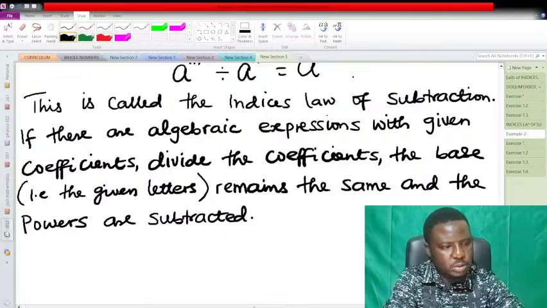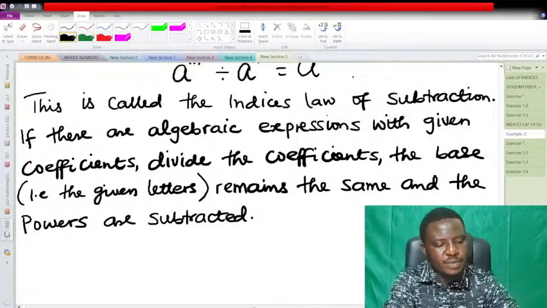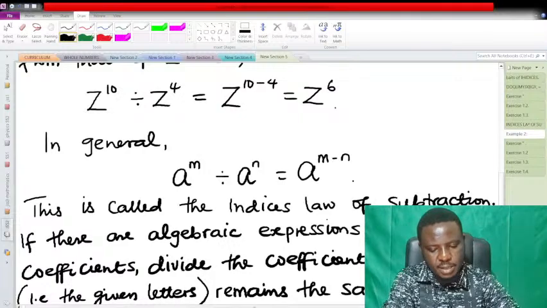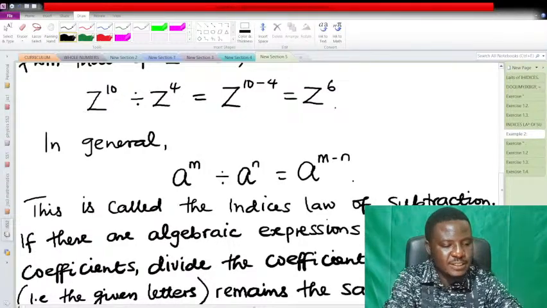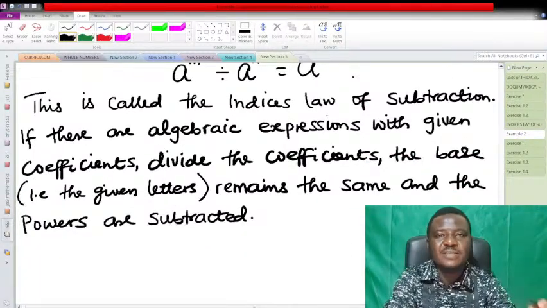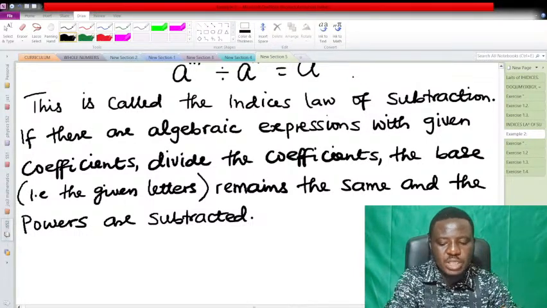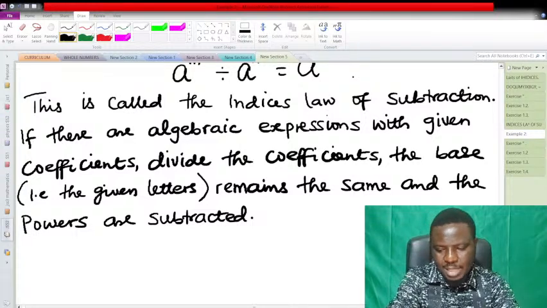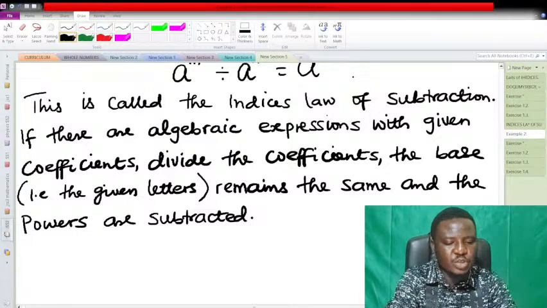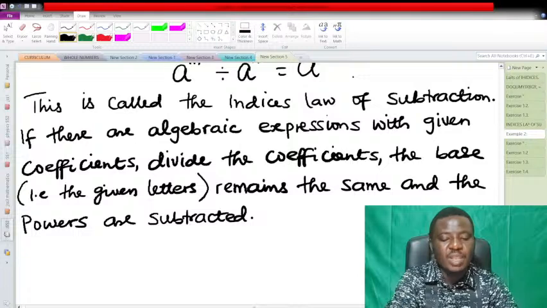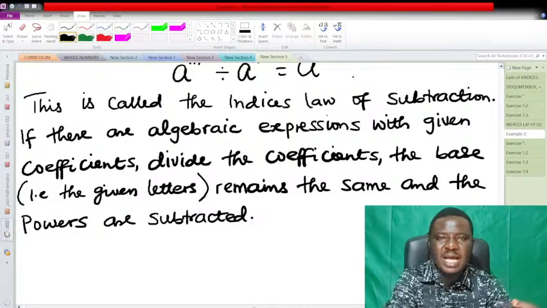So, if you are dealing with indices that have coefficients different from 1, which is greater than 1 or less than 1, the rule says, as we said, if there are algebraic expressions with given coefficients, divide the coefficients. The base, that is the given letters, remains the same and the powers are subtracted.